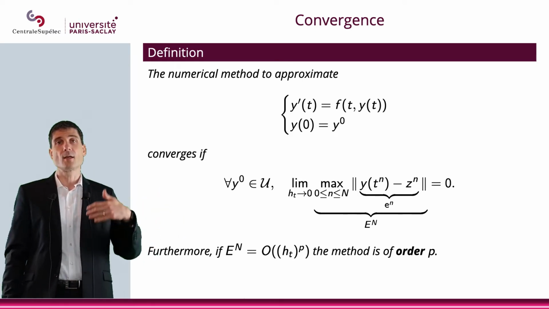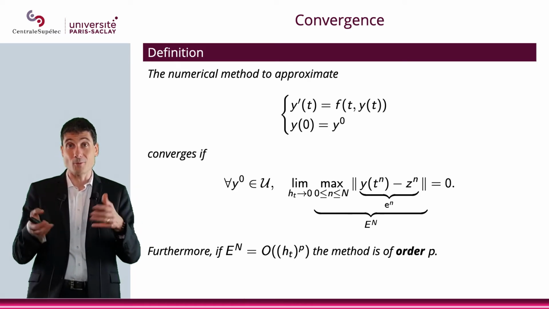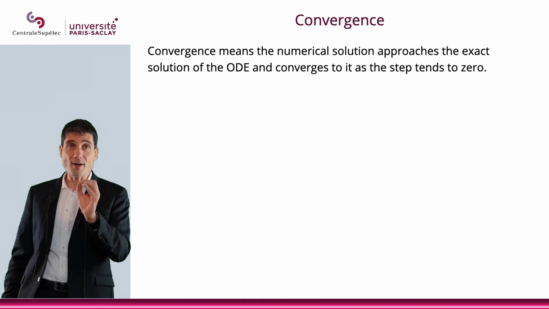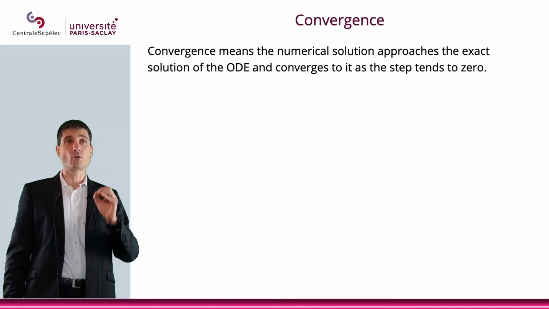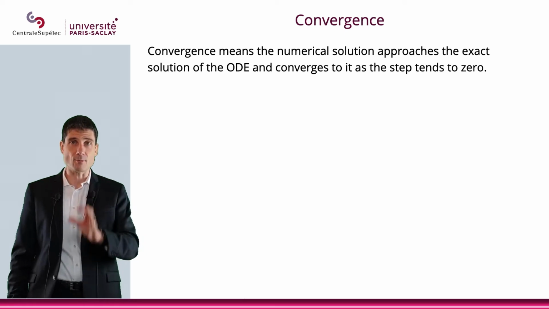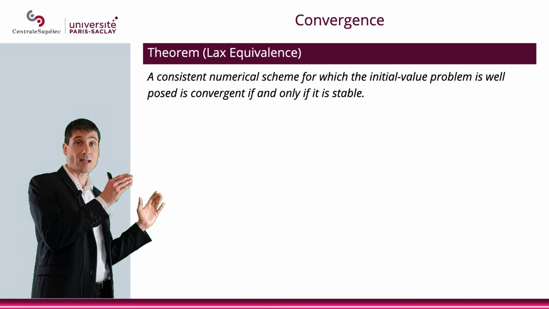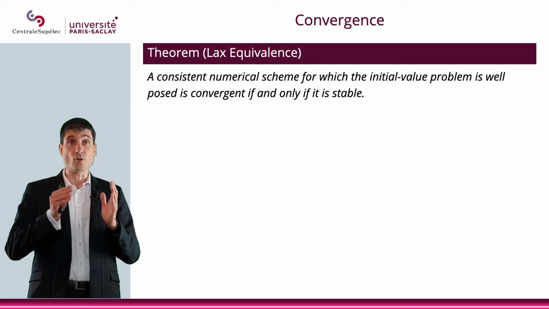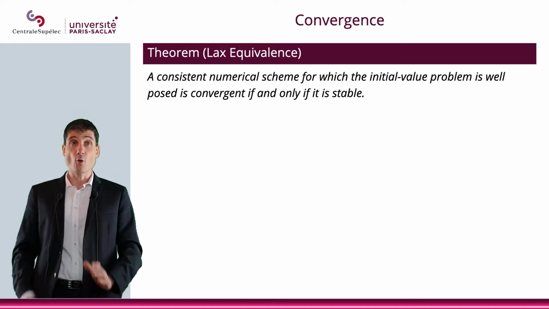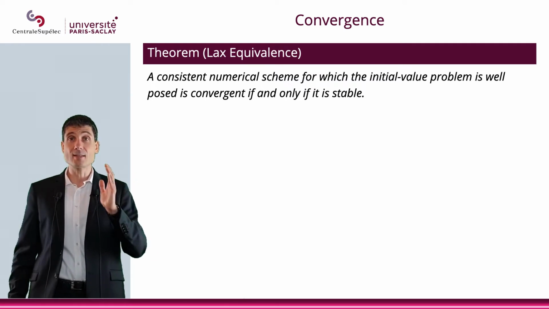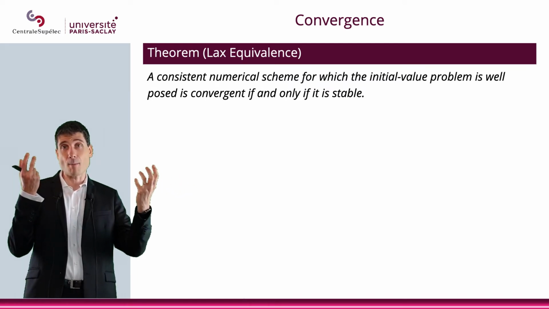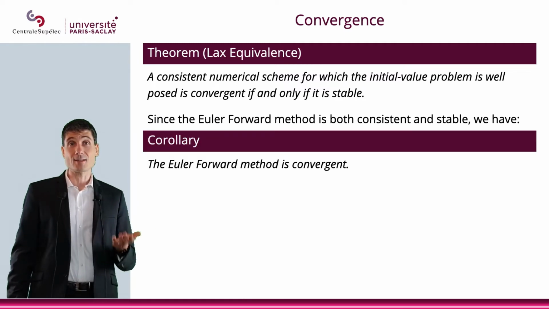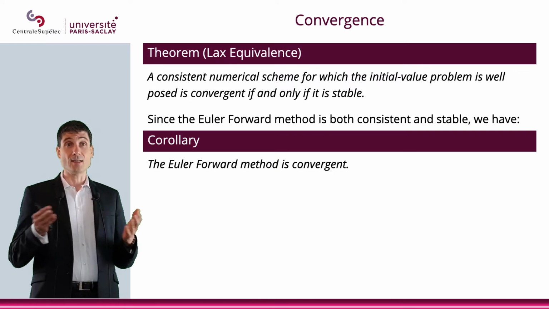Okay, the reason why we discussed consistency and stability is because, obviously, not obviously, but we'll see, it's not obvious yet, that this is going to be linked to the convergence. And actually, again, what does convergence mean? It means that the solution approaches the exact solution to the PDE and converges as the step tends to 0. And this will be exactly linked to what we had before, which was consistency and stability, thanks to the Lax equivalence theorem, which says that a consistent numerical scheme for which the initial value problem is well posed will be convergent if and only if it is stable. So you see, when you have consistency and stability, you will have convergence. And of course, since the Euler forward method is both consistent and stable, the Lax equivalence theorem will tell us that it is convergent.